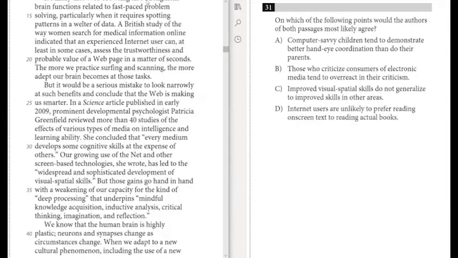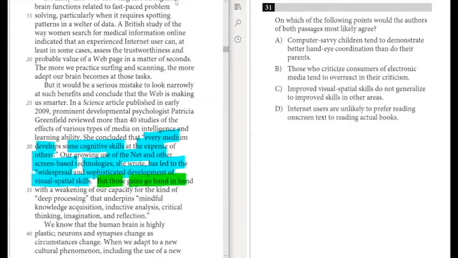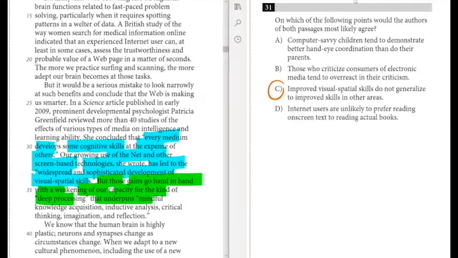In line 29, every medium develops some skills at the expense of others. Our use of the net and screen-based technologies has led to the widespread and sophisticated development of visual spatial skills, but those gains go hand in hand with a weakening of our capacity for deep processing. So while we're gaining the visual spatial skills, we're losing other abilities. So far we're seeing the idea that the visual spatial skills are not really helping us in other areas. In fact, we see that they're weakening us.